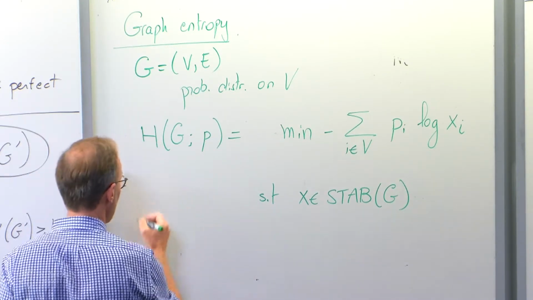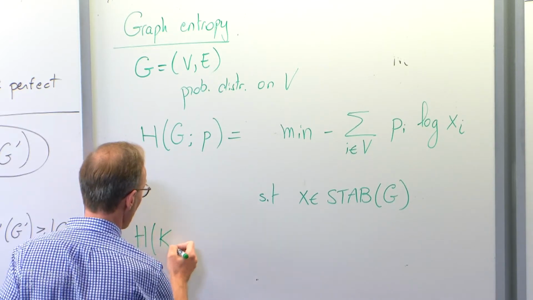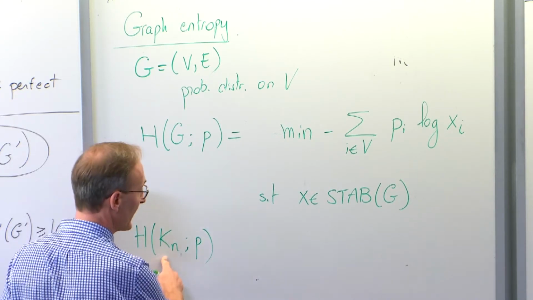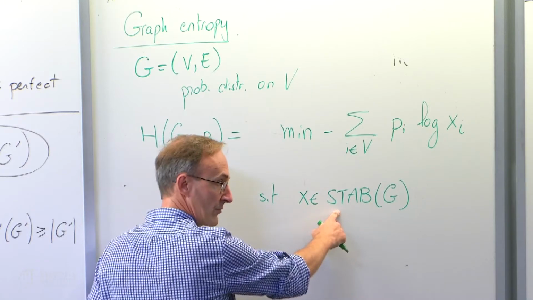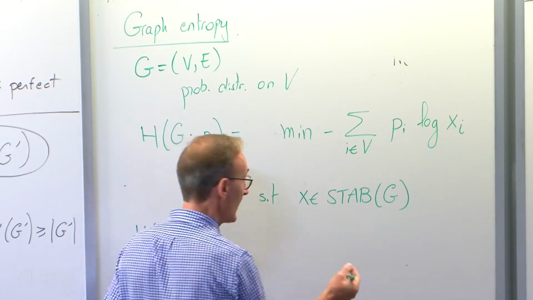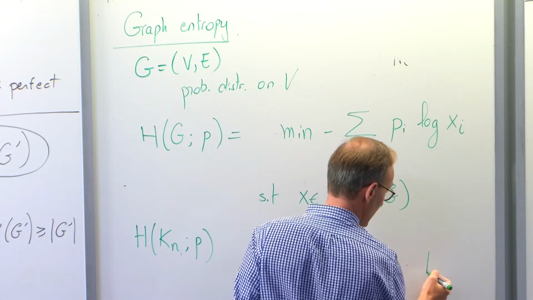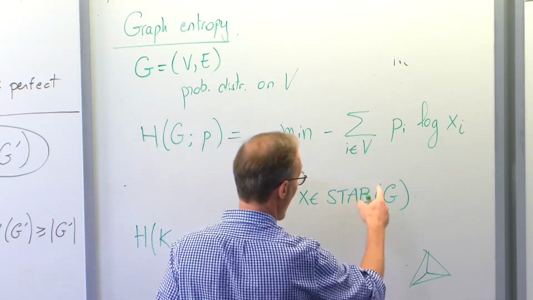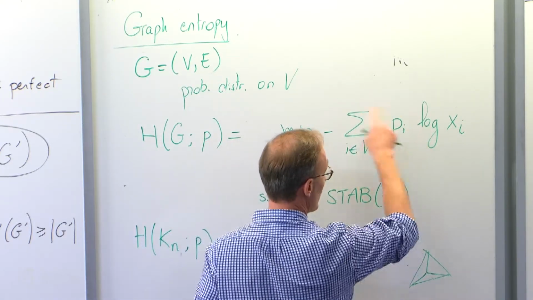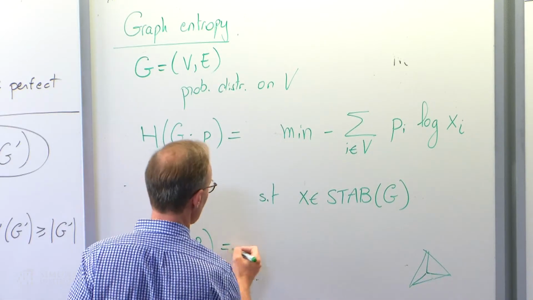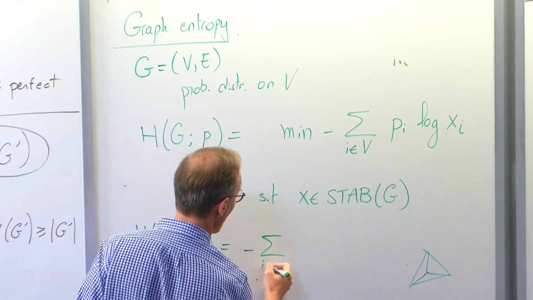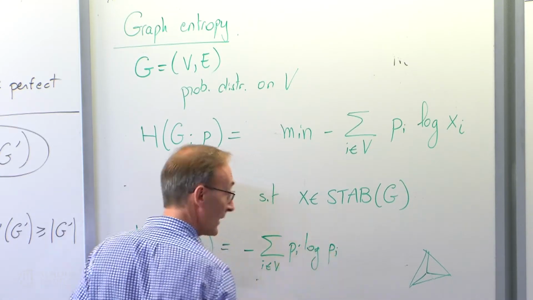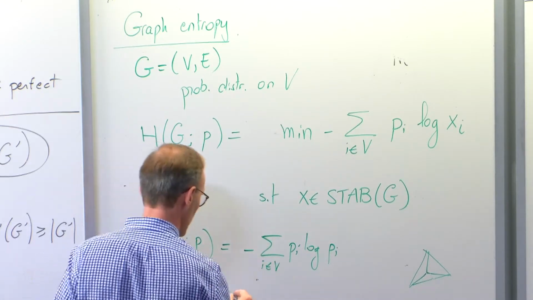So let's quickly see one case. Suppose I take the complete graph K_n. What are the stable sets of the complete graph? These are just single vertices. And so in that case, the stable set polytope is just a simplex. And when you minimize this over the simplex, you get minus the sum over i in V of p_i log p_i. That's going to be the optimum, x_i equal to p_i for every vertex. And so this is just the Shannon entropy.